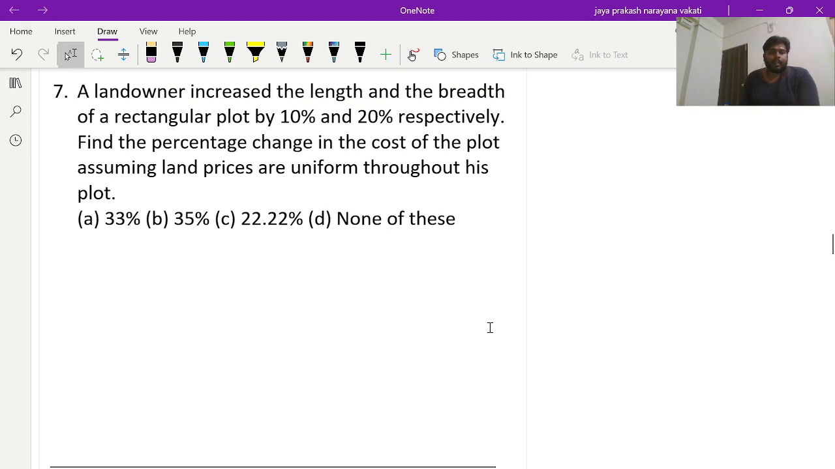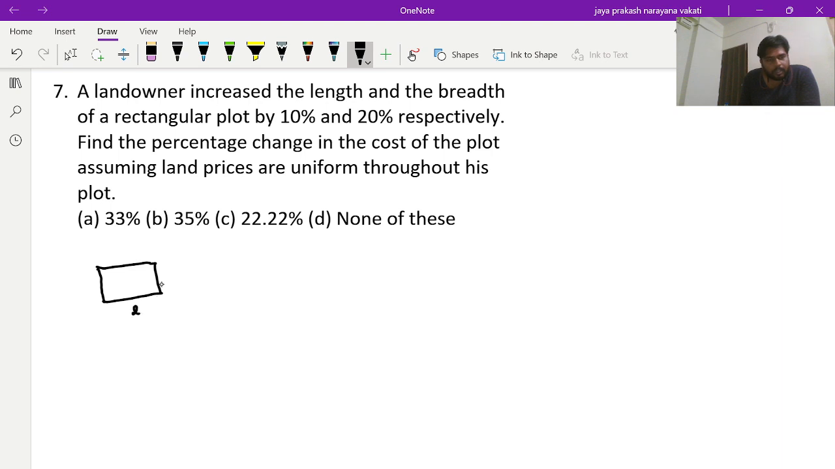This is the problem. A landowner increased the length and the breadth of a rectangular plot by 10% and 20% respectively. Find the percentage change in the cost of the plot, assuming the land prices are uniform. Let me solve this question in a simple way. Let's say there is a rectangular plot, and I'm assuming the area as 100.